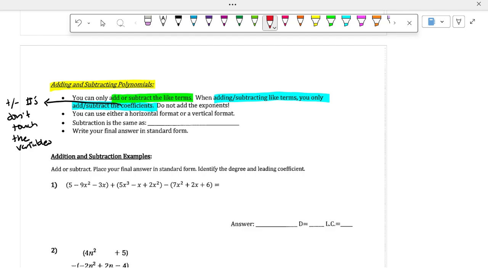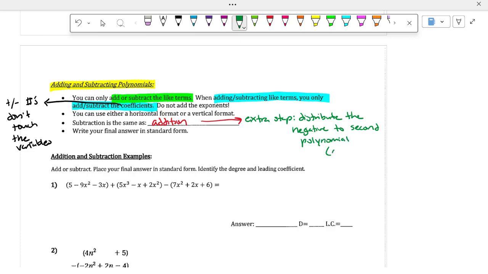But you just got to be careful. So subtraction is the same as addition, but there's one extra step, and that extra step is you got to distribute the negative to the second polynomial. In other words, change its signs of all the terms in that second polynomial.